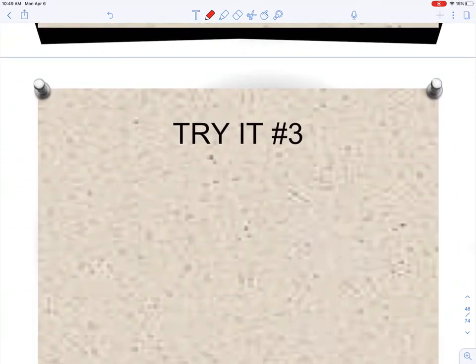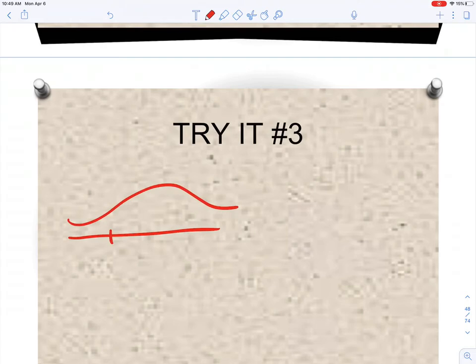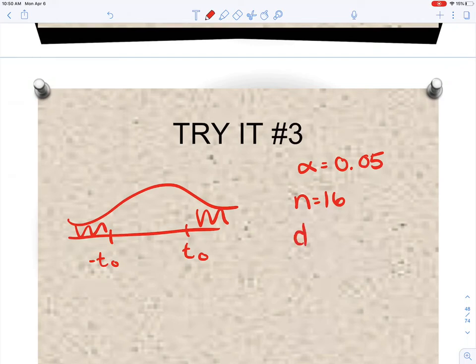The next one says, find the critical values negative t sub 0 and t sub 0 for a 2-tailed test. So I'm going to have 2 answers, negative t sub 0 here and t sub 0 here, with a level of significance of 0.05 and an n of 16, smaller than 30, so I know I have to use t. Find my degree of freedom, 16 minus 1 is 15.